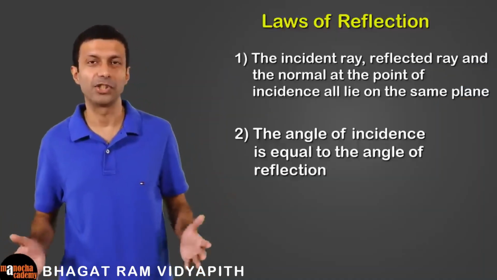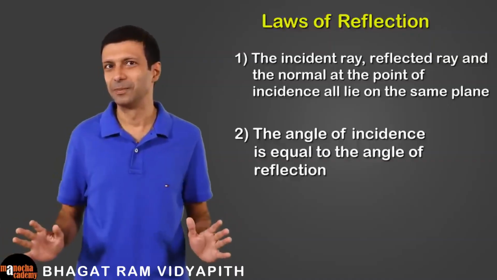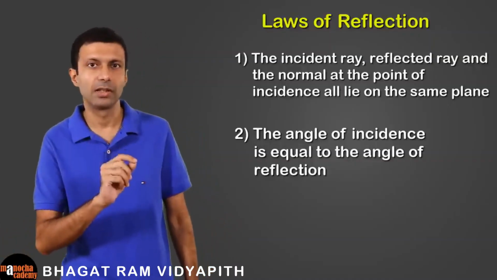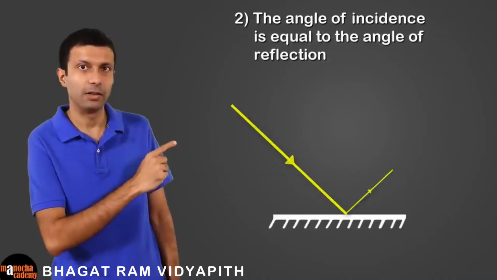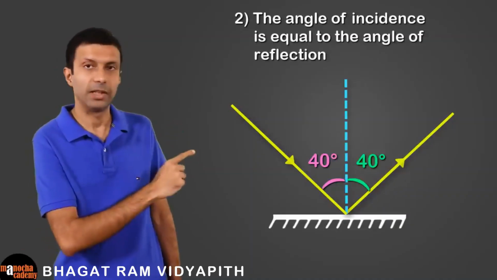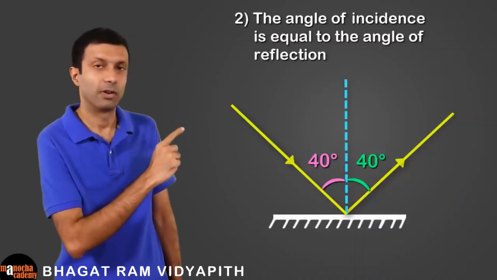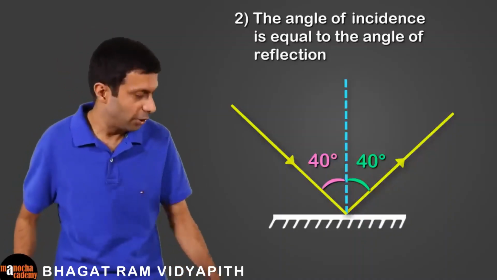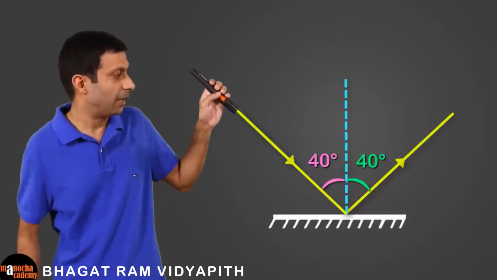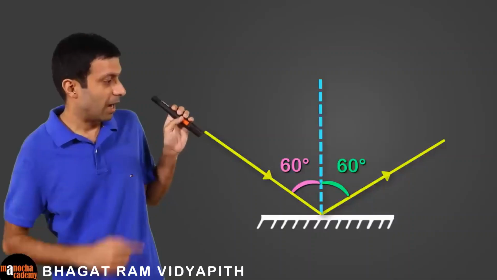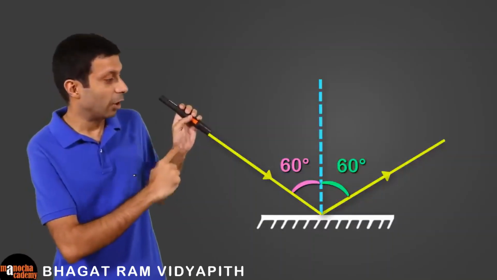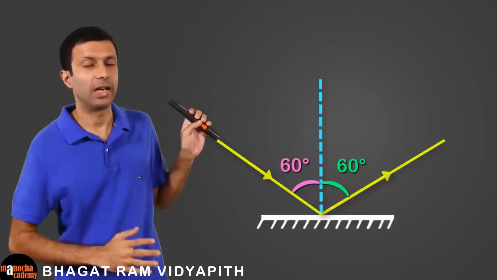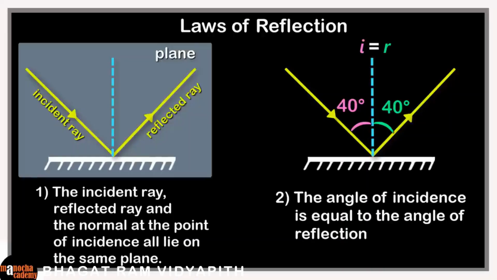The second law of reflection, thankfully, is much easier. It states that the angle of incidence is equal to the angle of reflection. As you can see in the picture here, the angle of incidence is 40 degrees, and so is the angle of reflection. Now, if I change the angle of incidence by moving this torch, as you can see, the angle of reflection also changes, so that the angle of incidence is always equal to the angle of reflection. Let's place the 2 laws of reflection of light on our concept board.